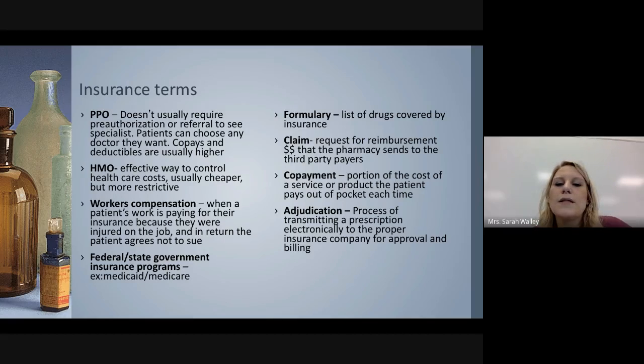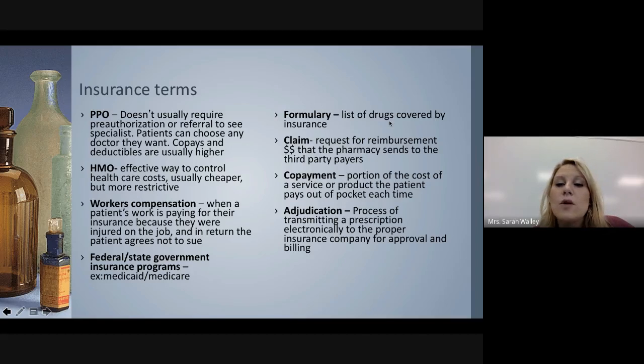And formularies in the insurance world are basically lists of what medications your insurance will cover. So every insurance will have their own formulary of what they're going to cover. And some of them, they'll only cover generics, stuff like that.